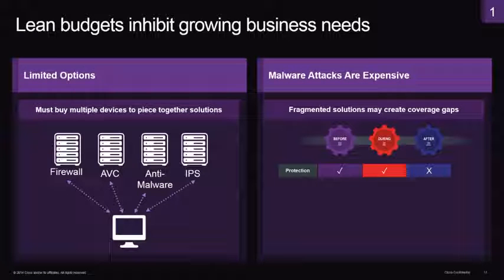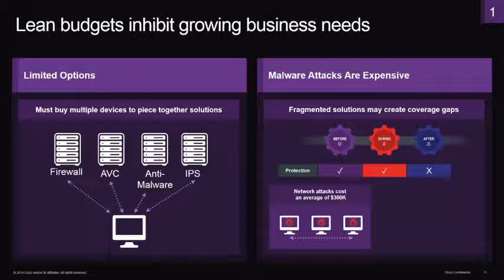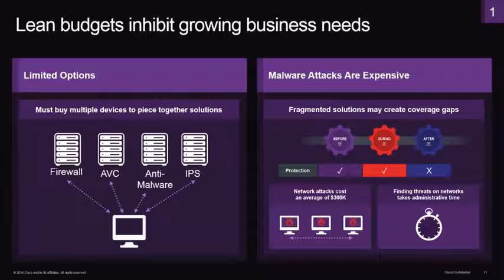Piecing together solutions may open them up to gaps in coverage before, during, or after, increasing the chance of a breach. These potential vulnerabilities could be costly, with the average attack costing $300,000 in damages. Without the proper tools, finding the threat can also take up valuable IT resources and time. But Cisco offers a comprehensive solution.